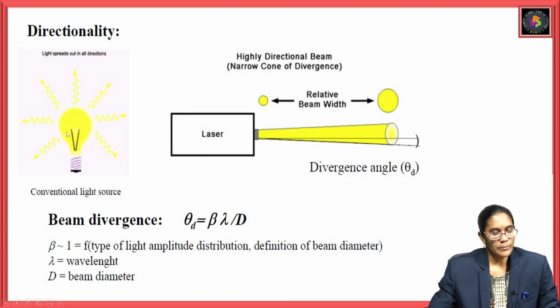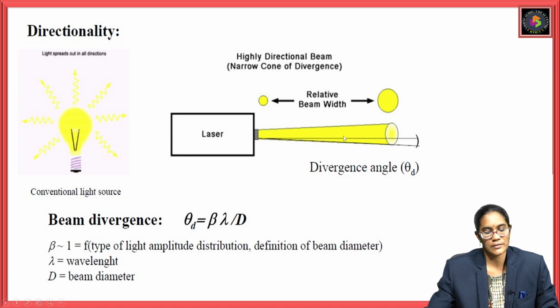So this is the source coming from an ordinary bulb. It travels in many directions. The source coming from the laser travels in a single direction. The spreading is more here, and the spreading is less in the case of laser light.